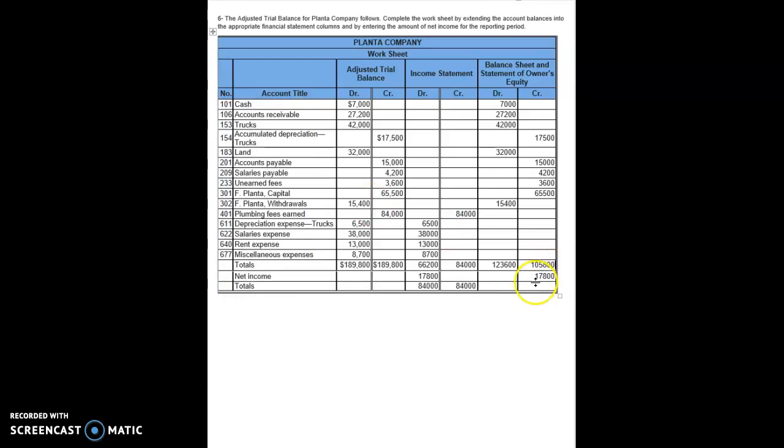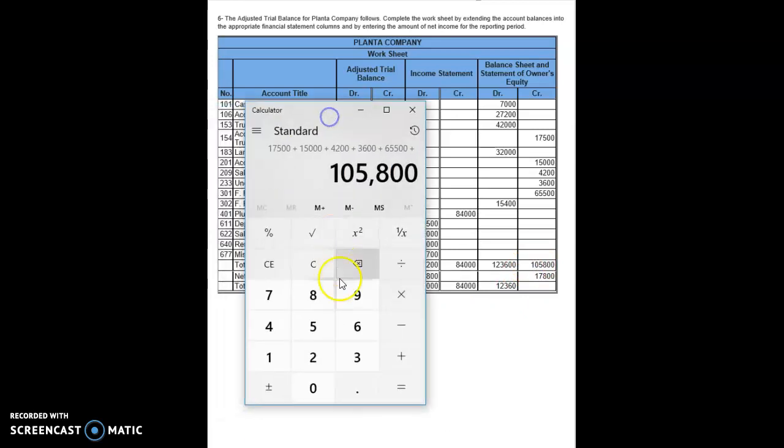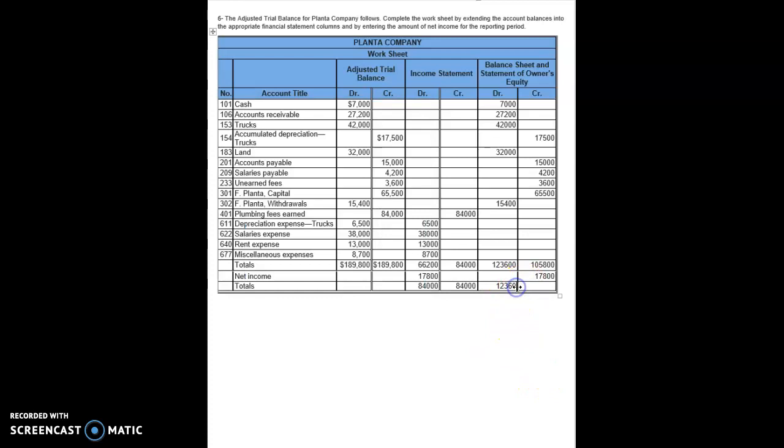105,800. All right, we can see that our debits and credits do not equal, but we factor in that net income because remember, net income is going to increase that capital account. So that's why it goes on the right-hand side here. So if we bring our totals down, we have 123,600. If we add 105,800 plus our 17,800, we get 123,600. So we can see that we are then again in balance. 123,600. Our debits and our credits equal in all 6 columns, which is what we want to see. All right, so that's just bringing the balances over into those last 2 columns.